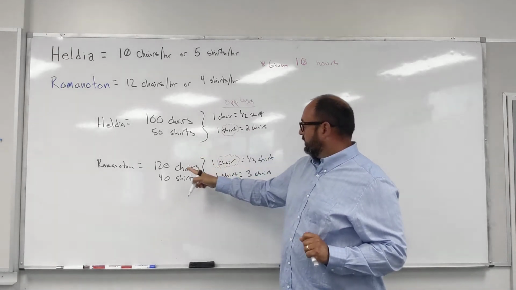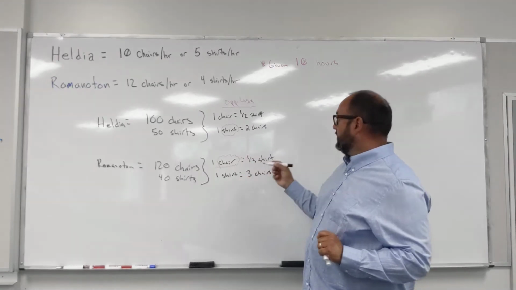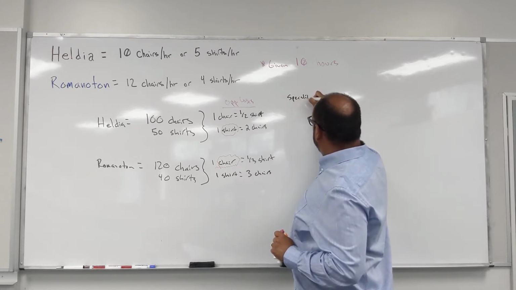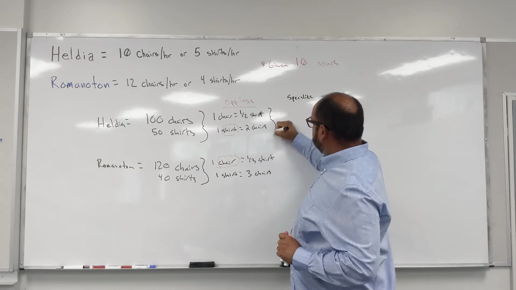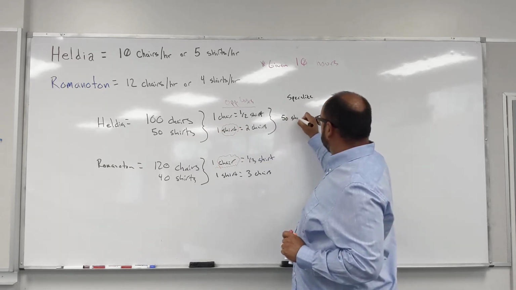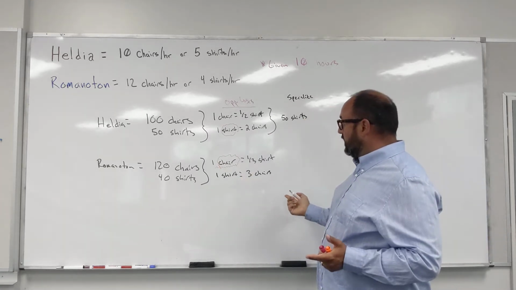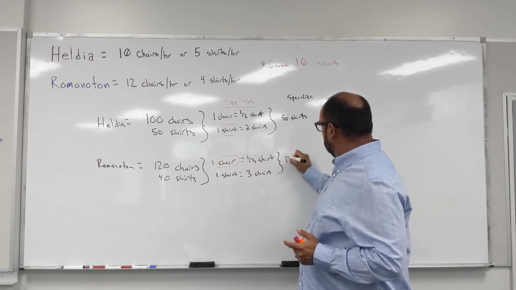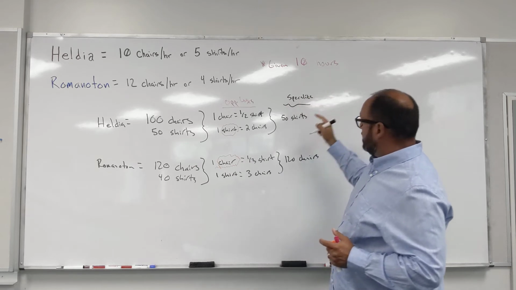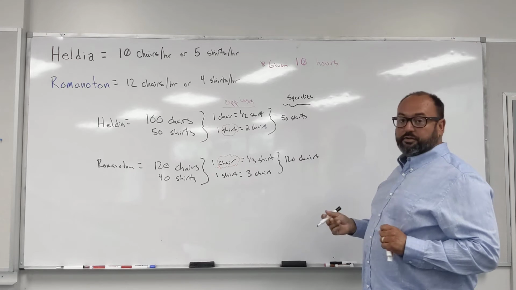Absolute, comparative, fewer resources given up, more efficiency to get there. Now we're going to specialize. And when we specialize, Heldia is only going to do what they're better at, so they're going to make 50 shirts. Romanoton is going to specialize in what they're better at. They're only going to make chairs, and if they use all of their time resources for what they're better at, this is what we end up with. We end up with 50 shirts and 120 chairs.